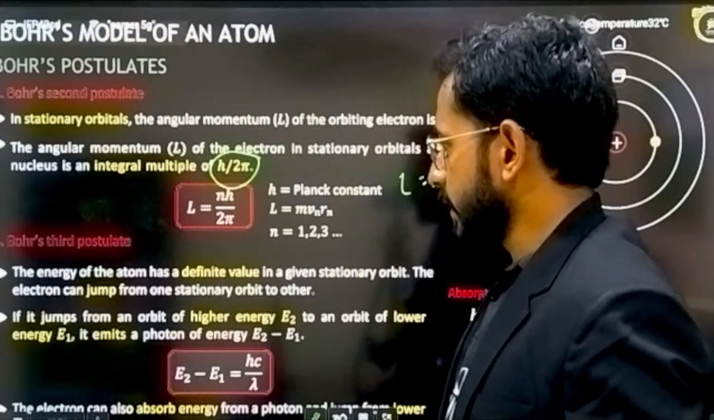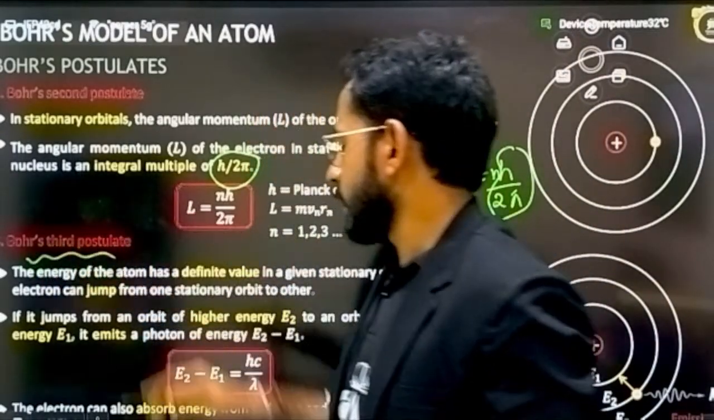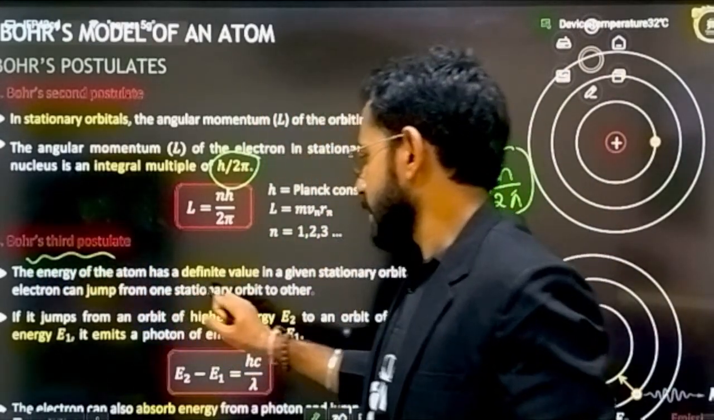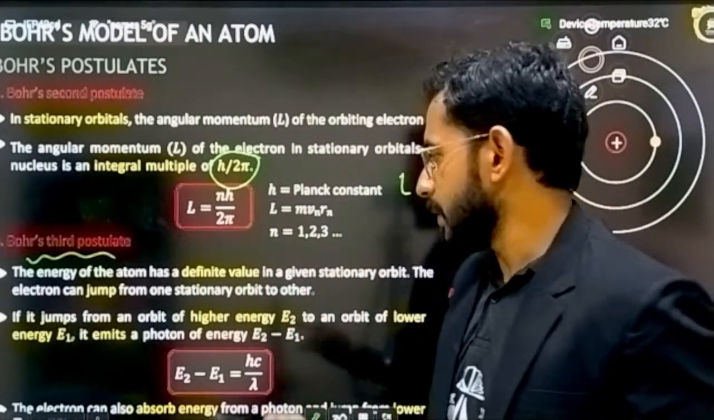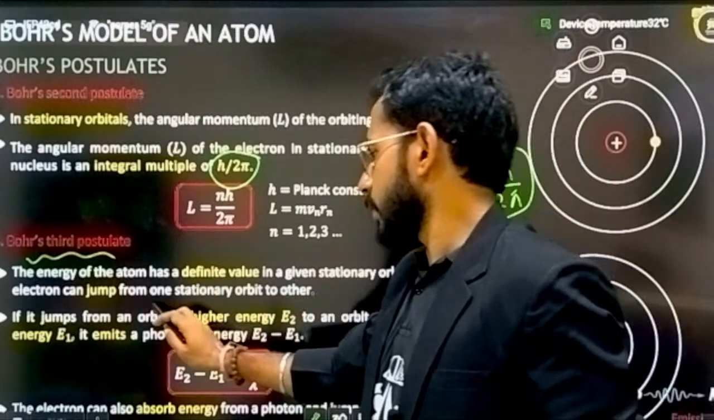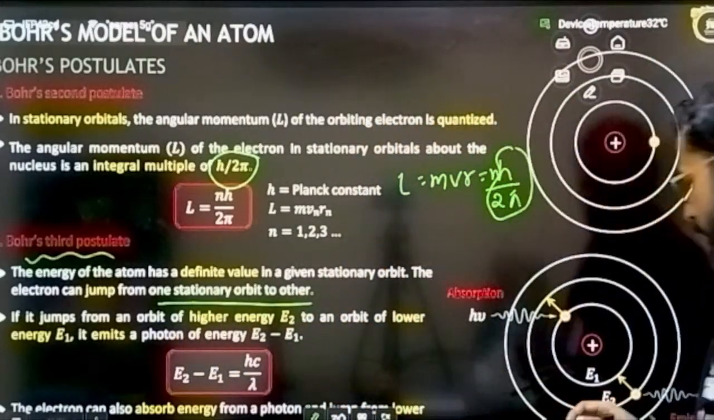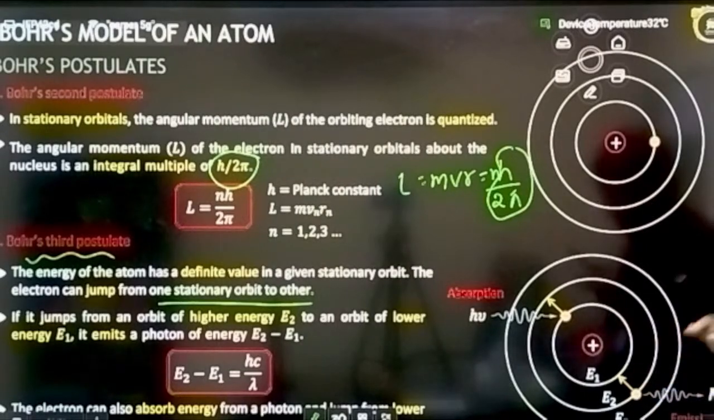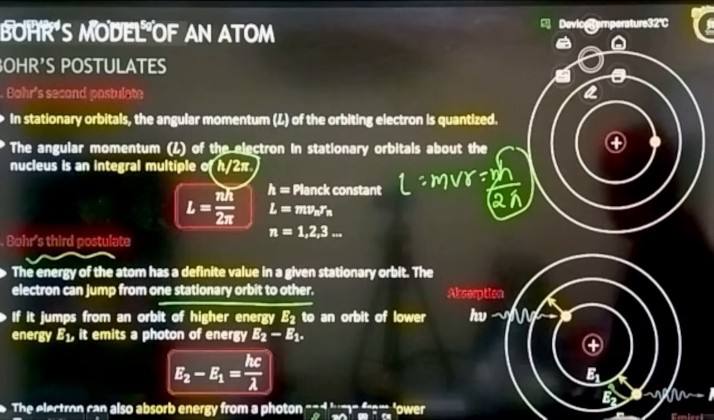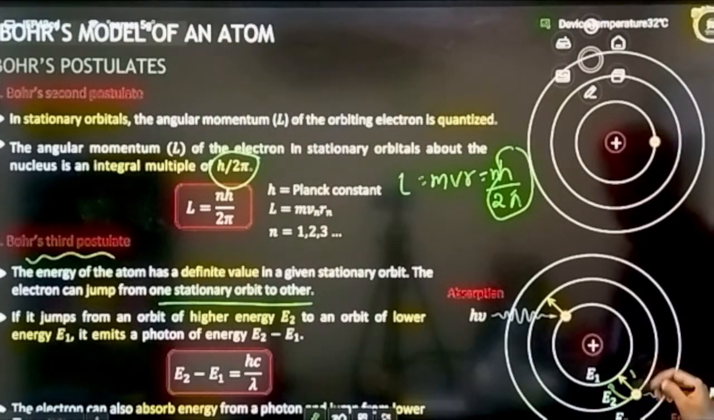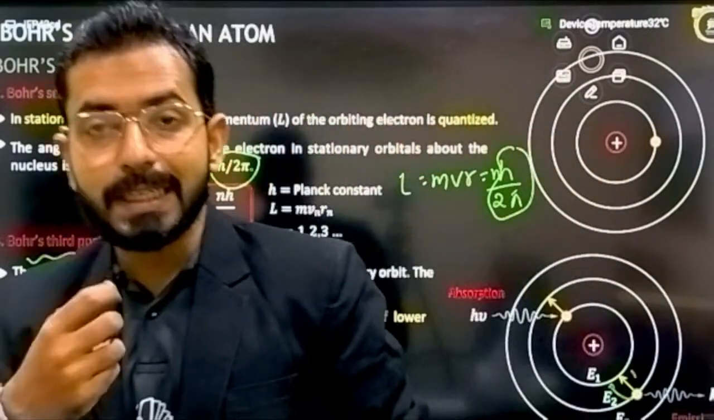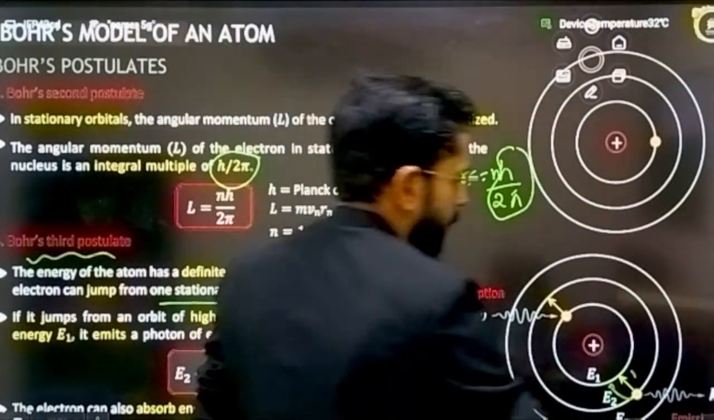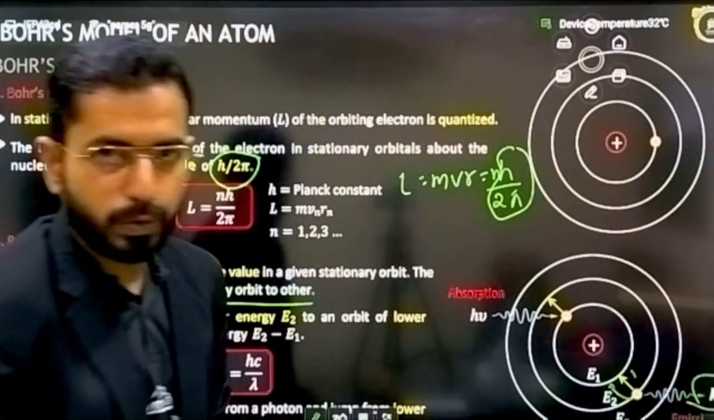Okay. The third Bohr postulate that he explained was that the energy of an atom has a definite value. I have already explained that every atom has definite energy levels. In a given stationary orbit, the electron jumps from one stationary orbit to another. Let's suppose here is an electron and it is coming from E2 to E1. I hope this is visible to you. If it is coming from E2 to E1, that means it is going into a lower energy state, so it is going to release some energy. And how much energy is it going to release? It is equal to h nu.